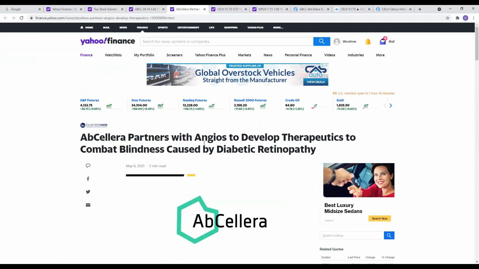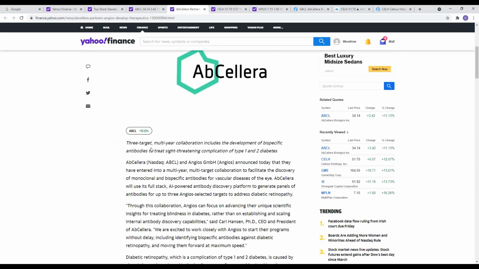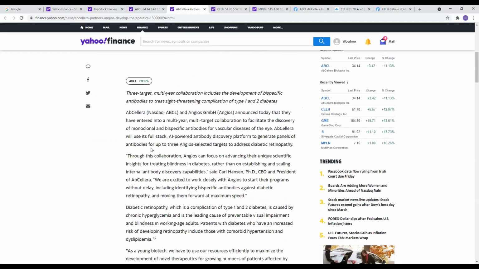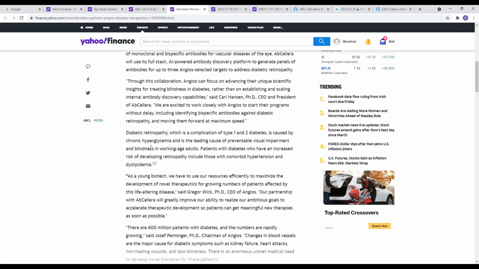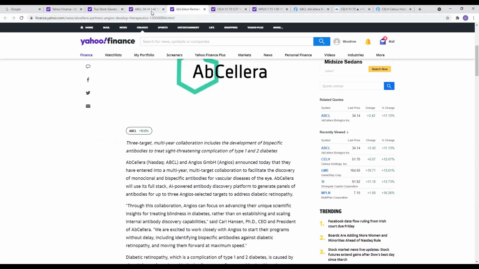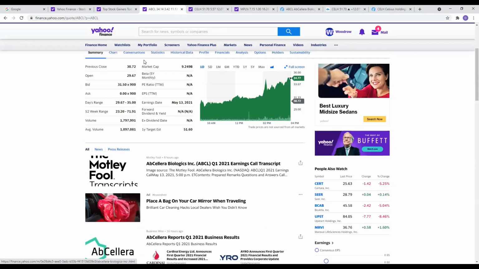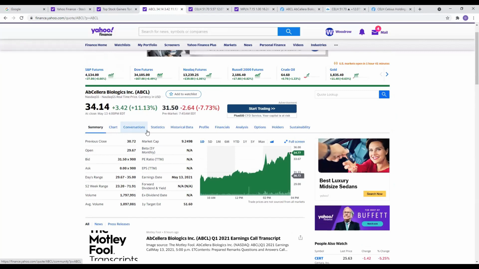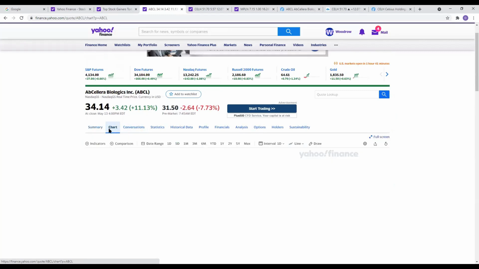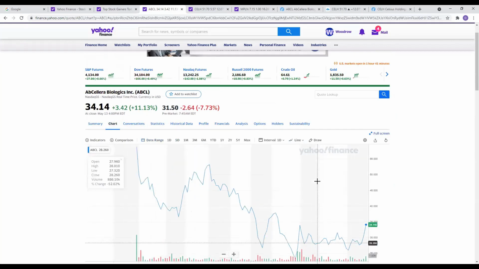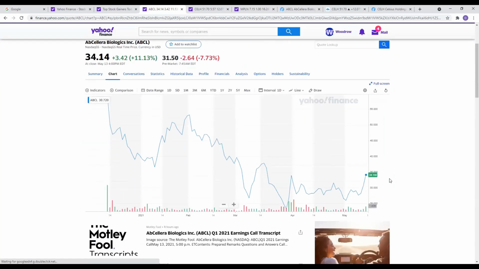ABC partners with Geos to develop therapeutics to combat blindness caused by diabetic retinopathy. All right, so we'll get some more commerce. Let's look at the charts. I don't really like this news. I find the news not really all that flashy, not really all that enticing. Let's look at the charts.